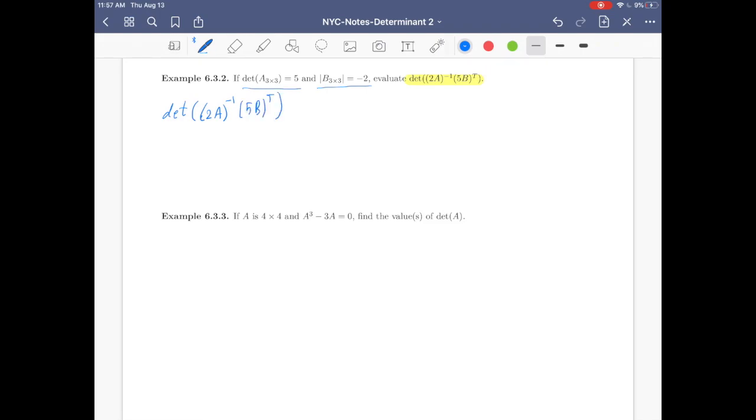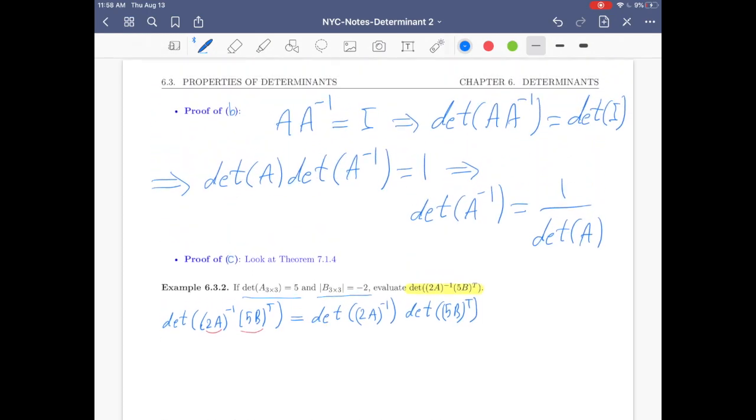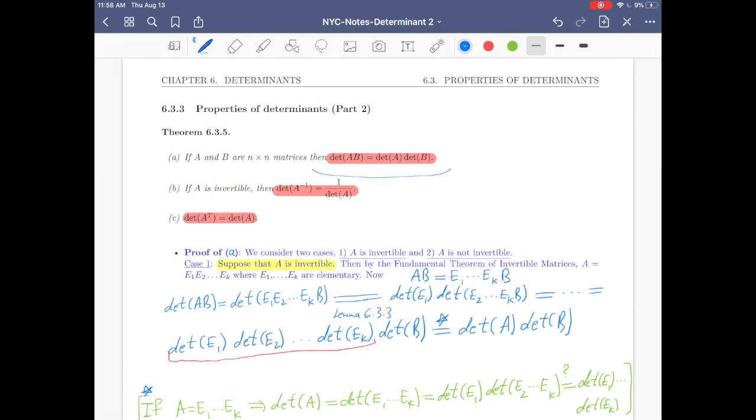The first common mistake that sometimes happens is people pull out the 2 from the determinant, which is wrong. The reason is the whole matrix 2A is under the inverse, so the inverse should be applied to 2A, not just A. And also you have 5B transpose. The first property we use is we distribute the determinant to this matrix and to the other one using the property we had last time.